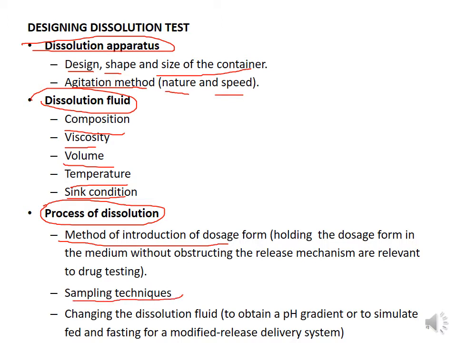Sampling techniques that need to be used. Do we need to change the dissolution fluid? This is extremely important in sustained release dosage forms, for example, or delayed release, in order to obtain a pH gradient or to simulate fed and fasting for a modified release delivery system.